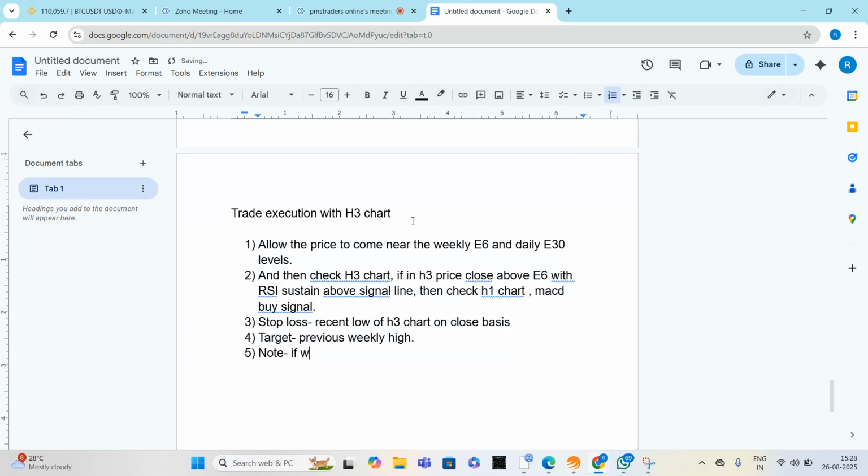Note, if weekly RSI is below signal line, calculate targets using Fibonacci tool, that is 61% retracement of H3 fall. So step by step, I will explain what we need to do.